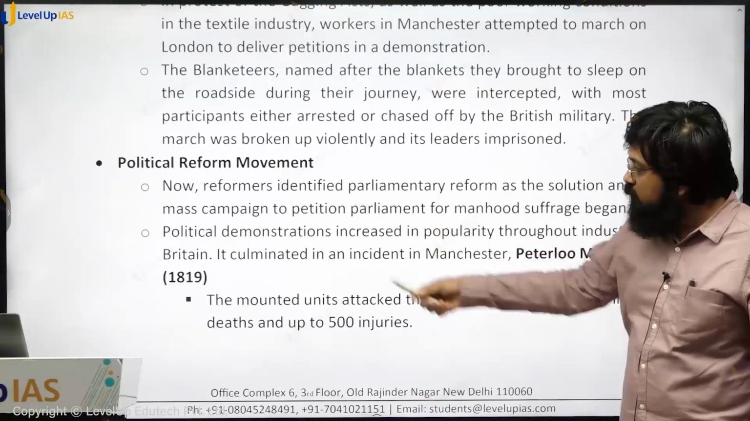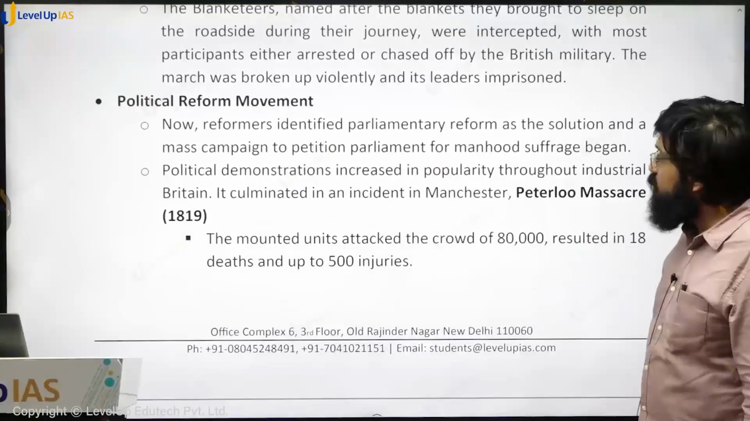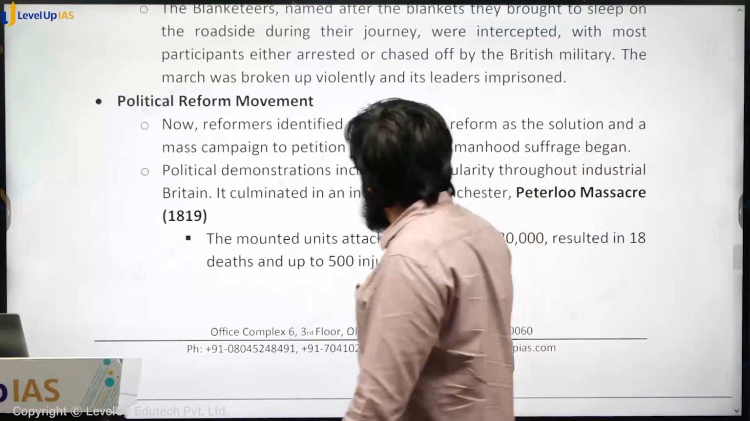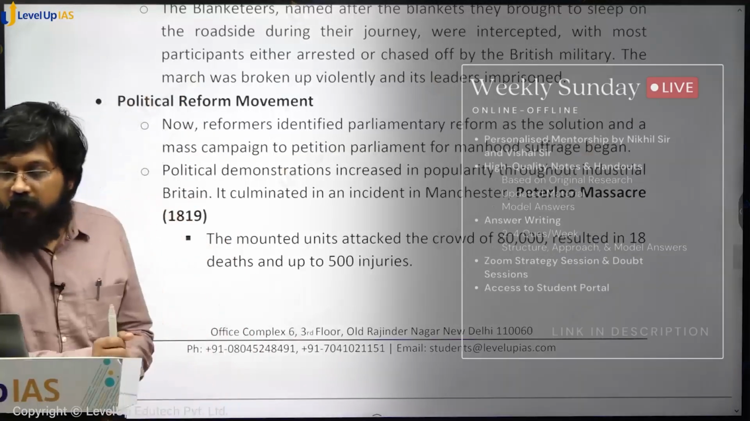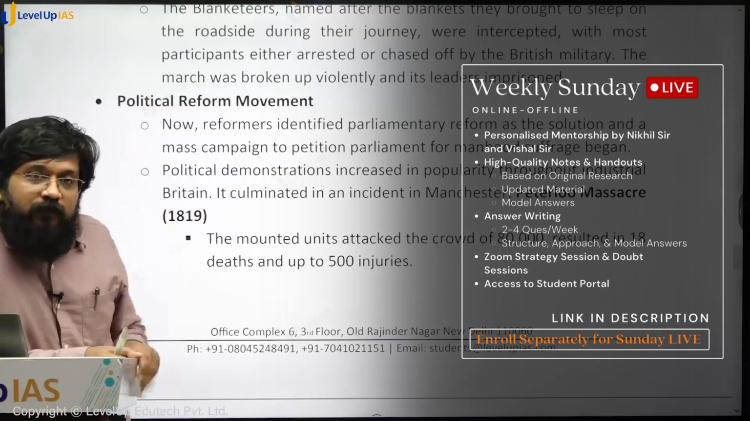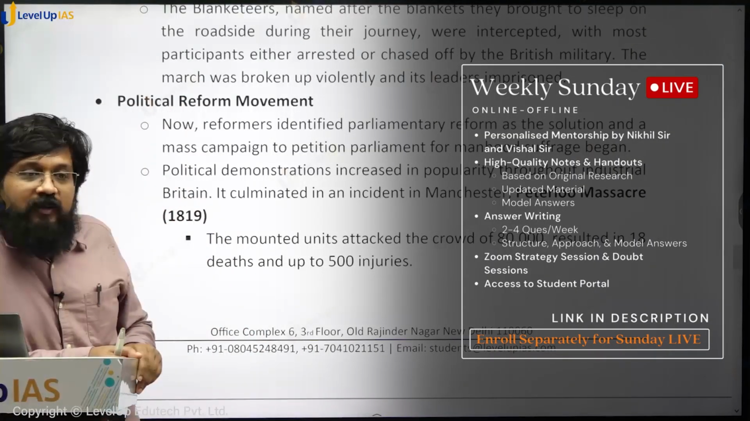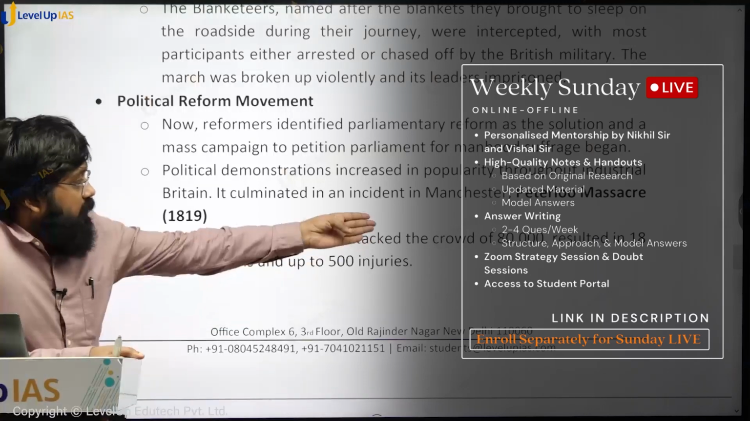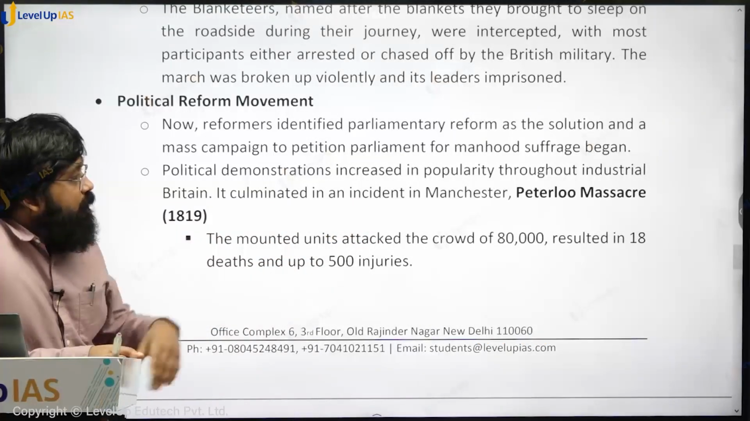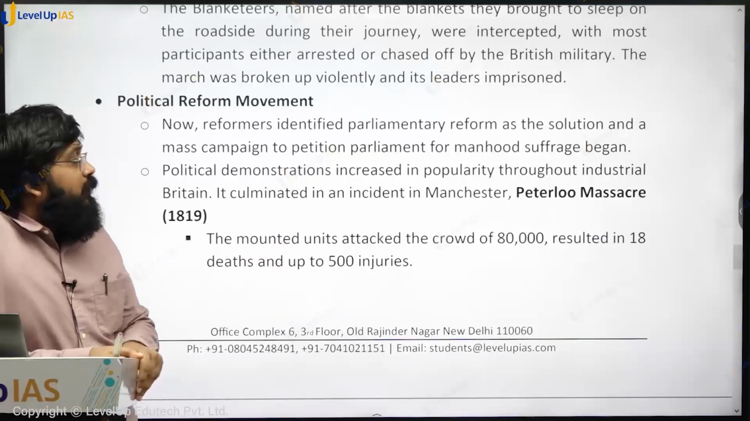The political demonstrations increased in popularity throughout industrial Britain. It culminated in the incident in Manchester, जहाँ पे लोगों की बहुत बड़ी भीड़ साथ में आई थी, and then massacre. Police attacked them, fired at the crowd. It was a crowd of 80,000, एक मैदान में जमी हुई थी. Resulted in 18 deaths and up to 500 injuries.